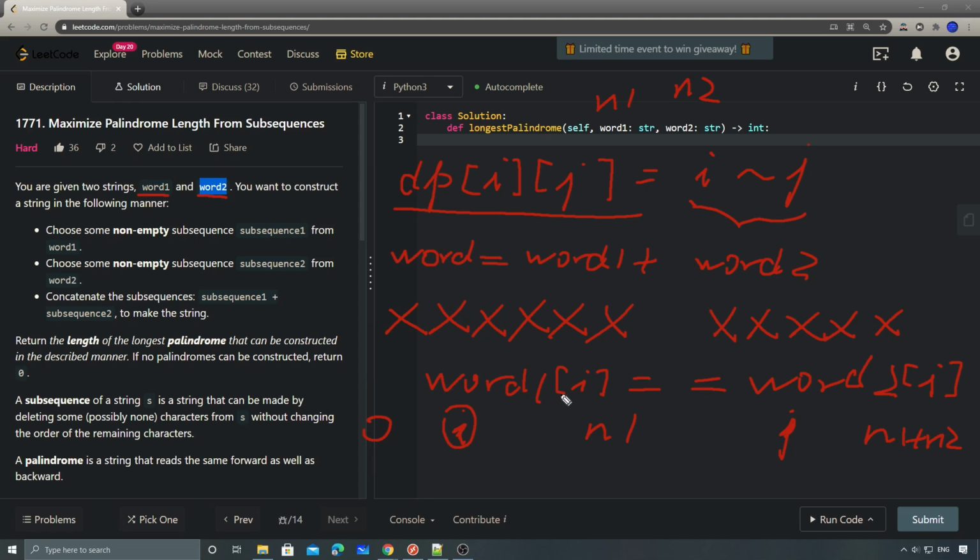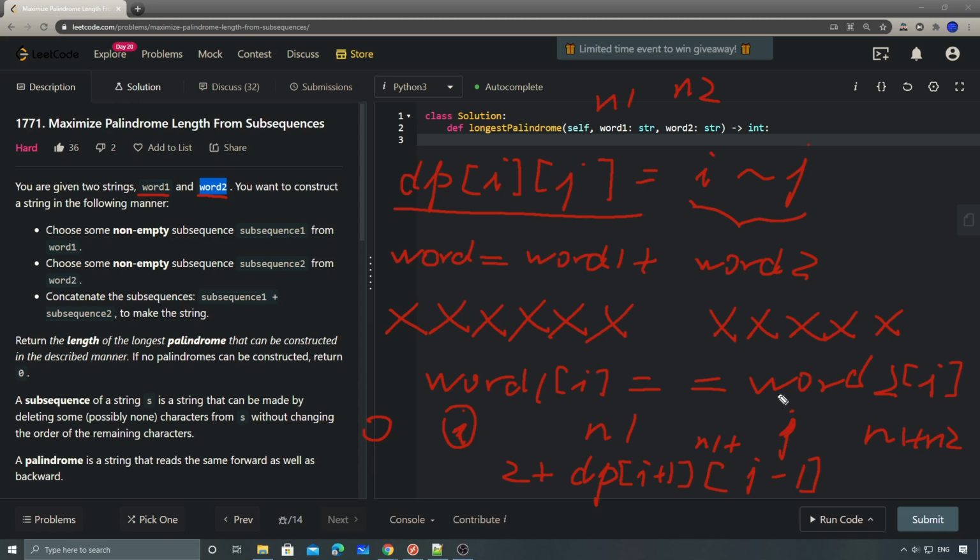Basically, if word 1 I and word 2 j are the same, then we know our final answer for this combination is going to be 2 plus the dp of I plus 1, and then a different index, right? Because this one is j, so we're going to be j minus 1. Actually, this one should be n1 plus j minus 1.